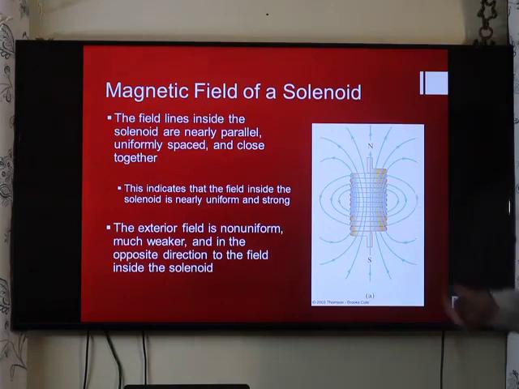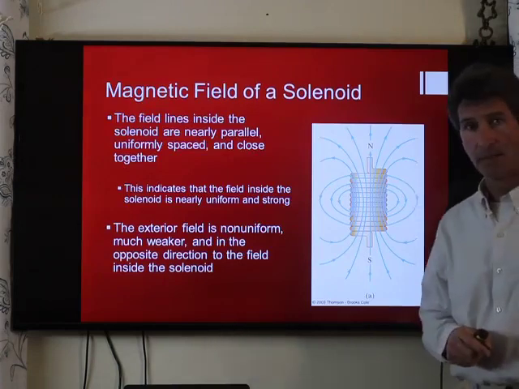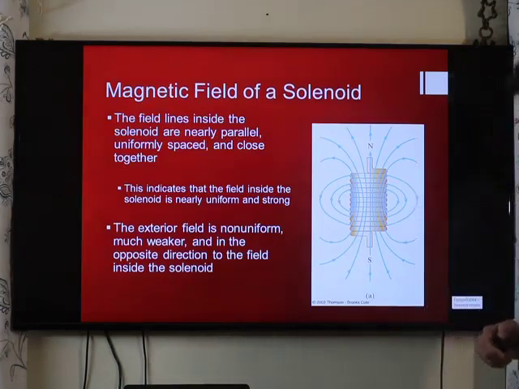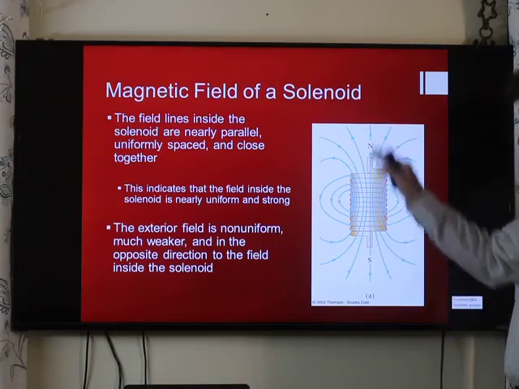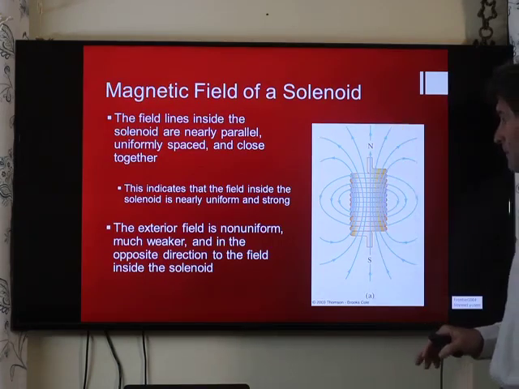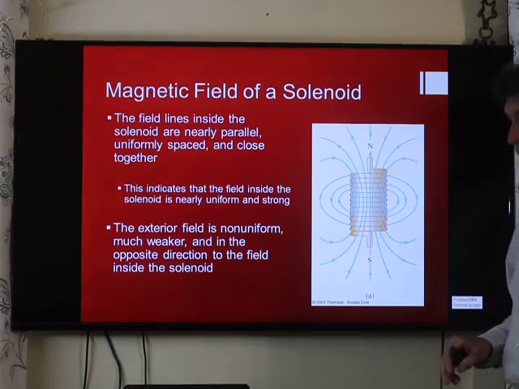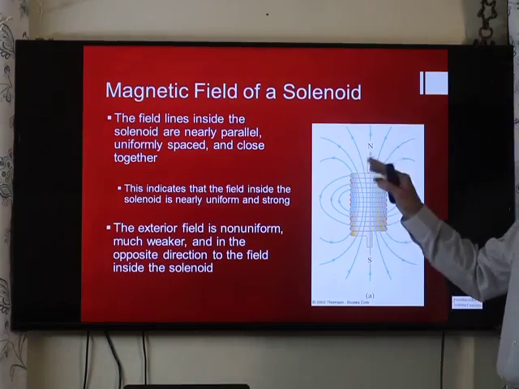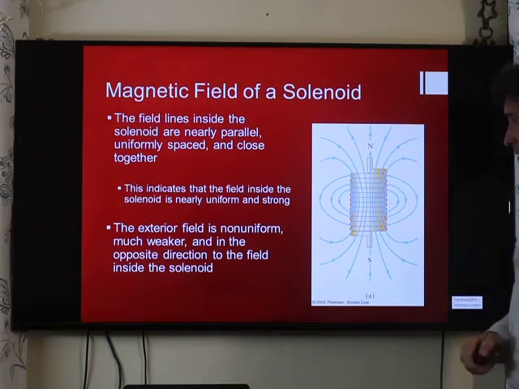And again, here's what the magnetic field will look like for the solenoid. At the center, it's nearly perpendicular to the coils of wire. As we get further and further away from it, these magnetic field lines tend to veer off.